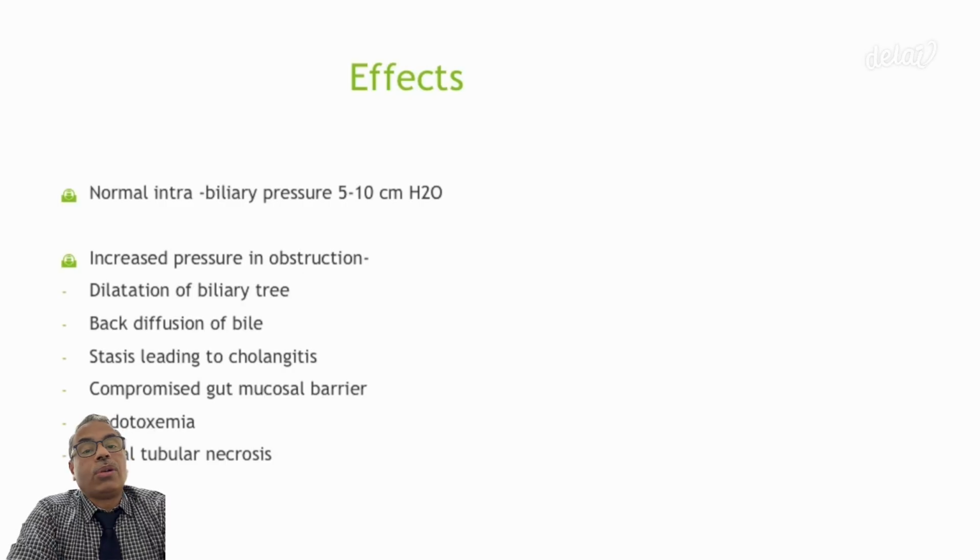The second pathophysiological change which can occur because of this mechanical obstruction is that, because of increased intraductal pressure, there is a back diffusion of bile. And all this bile contains conjugated bilirubin. So because of this back diffusion, it is picked up by the hepatic sinusoids and the bloodstream, gets circulated in the blood, and finally gets excreted in the urine.